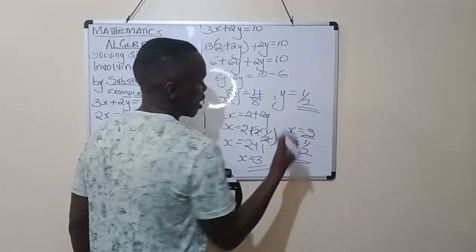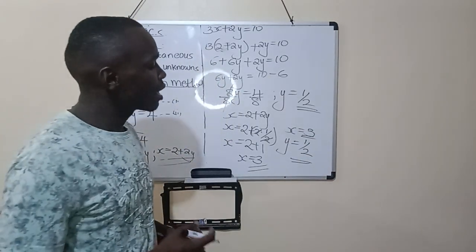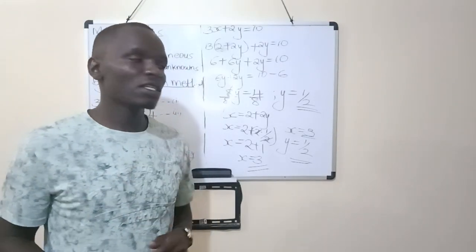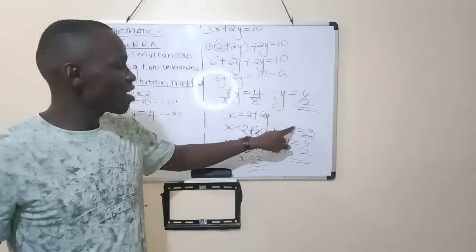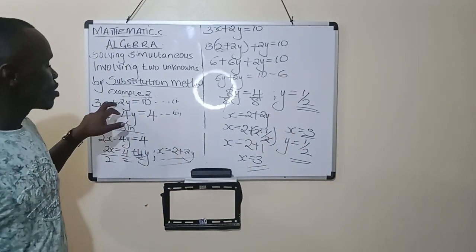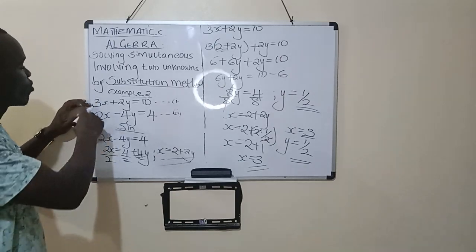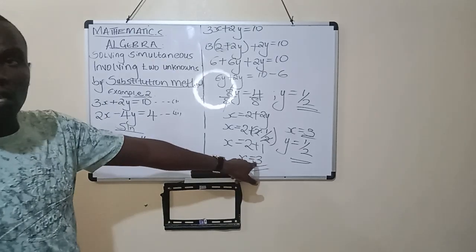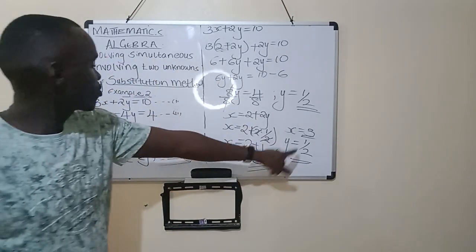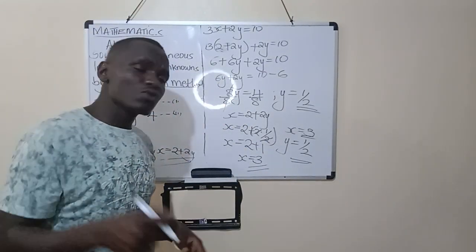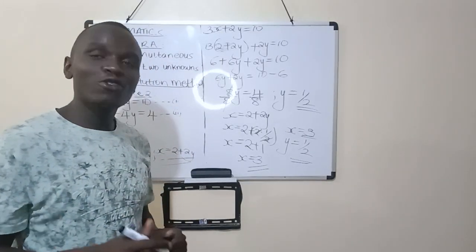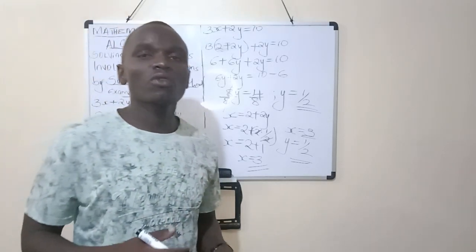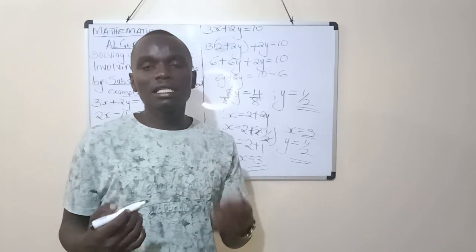Having understood this, I am sure we are ready to move to the next level. But I have one request. Try to prove whether the value of x and the value of y give you this value here. Check whether 3 multiplied by 3, plus 2 multiplied by a half, is 10. Then, should you have a problem, please don't forget to comment in the comment section and tell me which area you find a problem, so that I can explain and you can easily understand.